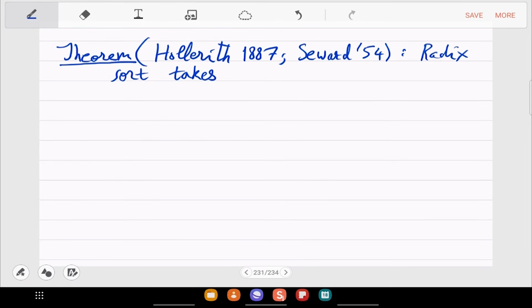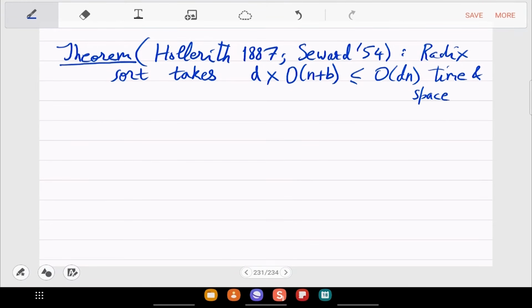takes how much time? D is the number of digits, that many times you are doing counting sort, and counting sort will take n plus b minus 1. But we assume b to be order n, so this is dn. You see this d cross n matrix essentially, and then you are changing the matrix. So space and time, everything is dn. In terms of that matrix, this is extremely fast.